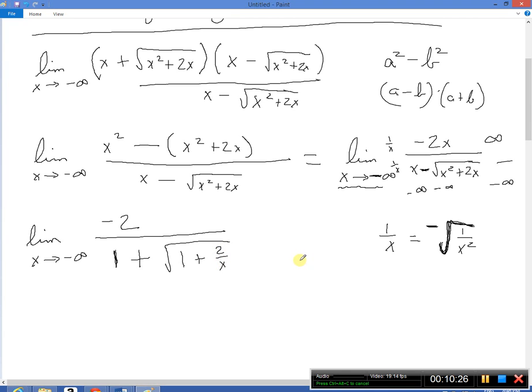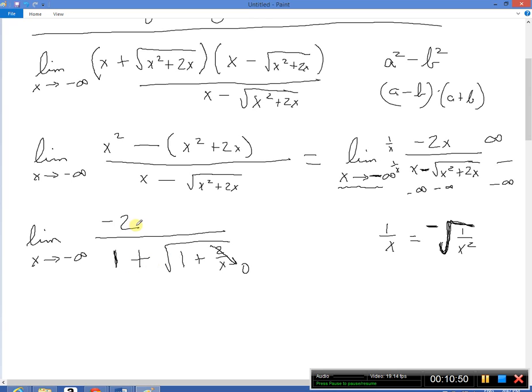And at this point, we're about done, because as x goes off to negative infinity, this quantity, 2 over x, is going to 0. So that means 1 plus something that's getting small is going to get close to 1. The square root of that is going to get close to the square root of 1, which is 1. So the bottom is getting close to 2.